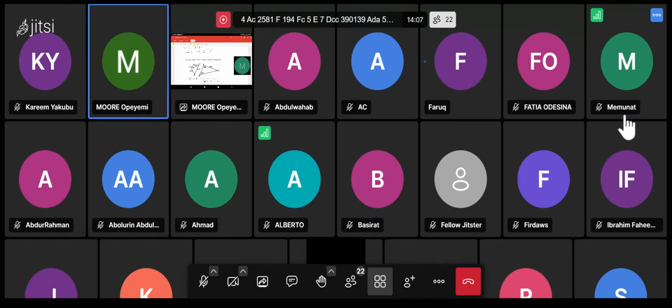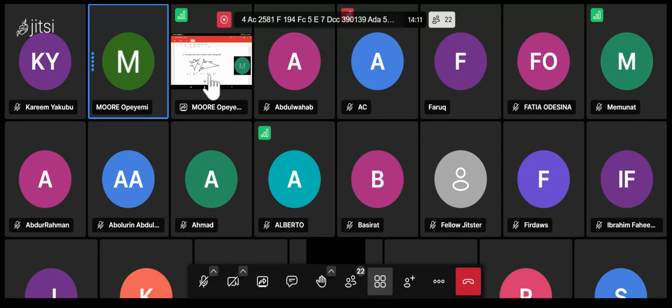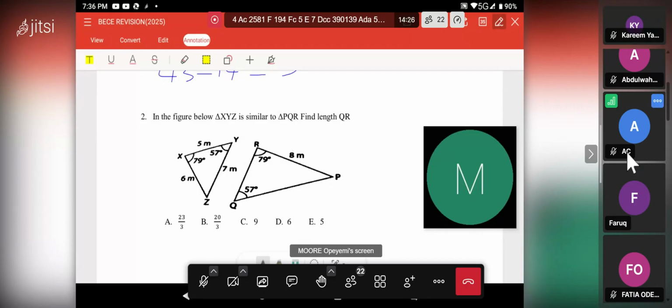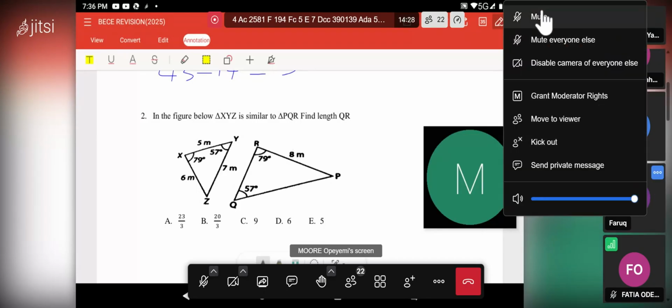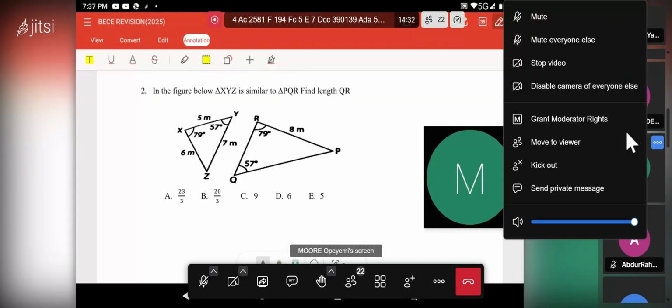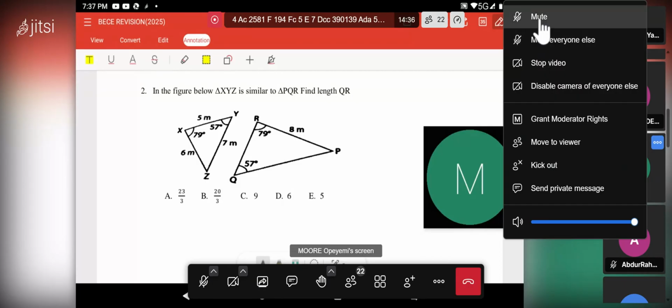The second question is talking about similar triangles. In the figure below, triangle XYZ is similar to triangle PQR. Find length QR. We do what we call the corresponding ratio, where we find the ratio of the corresponding lengths.